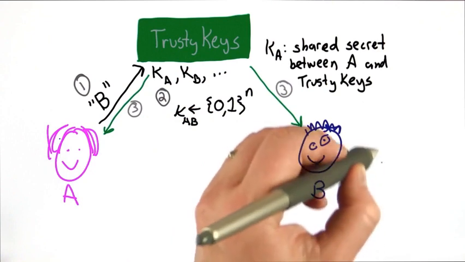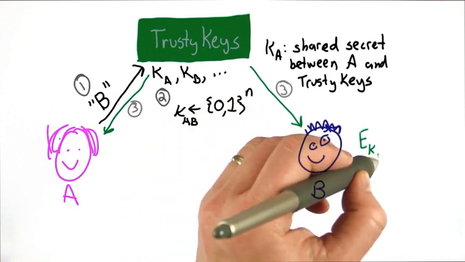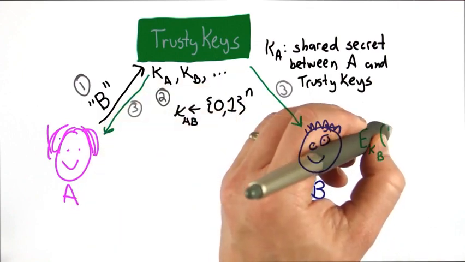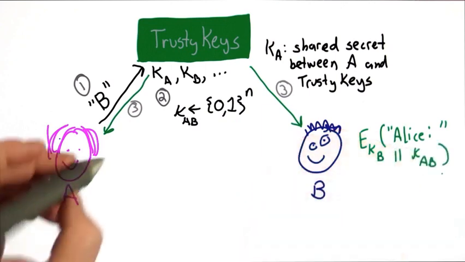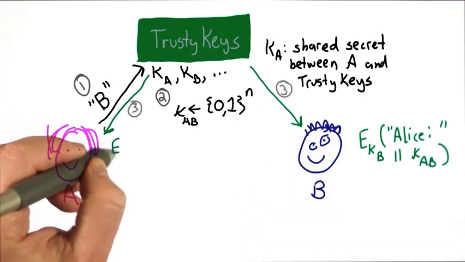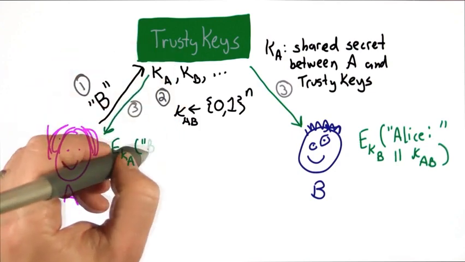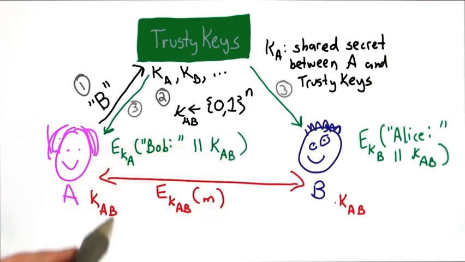So what it sends to Bob is the encryption using KB, the shared key between Bob and Trusty Keys, of something that says Alice's name concatenated with the actual key. And what gets sent to Alice is encrypted with KA, the shared key between Alice and Trusty Keys, and the name Bob along with KAB. At this point, both Alice and Bob know KAB and can communicate securely using KAB to encrypt messages between them.